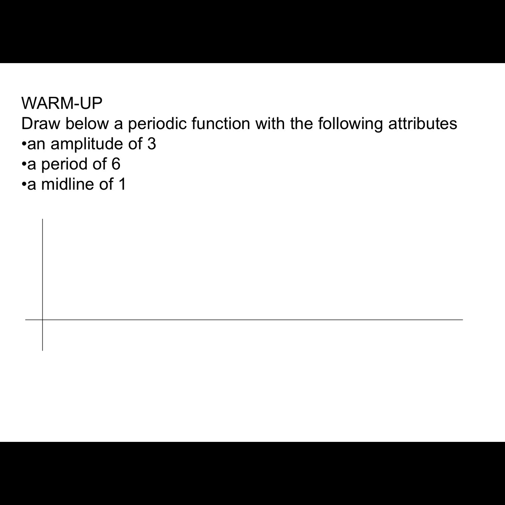So let's look at this one. It wants us to draw a periodic function. Let's assume that it wants us to draw a positive sine graph, even though it doesn't say that. So we're going to do a positive sine graph, and let's talk about our amplitude, period, and midline. We want to start with our midline of 1. So I'm going to go ahead and draw in a midline of 1.